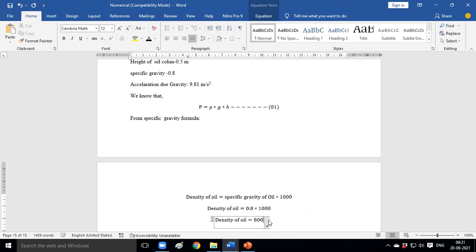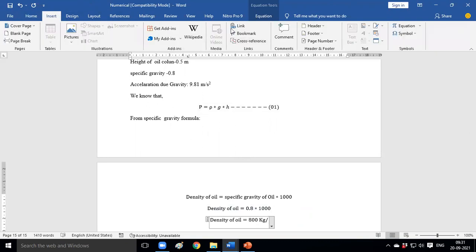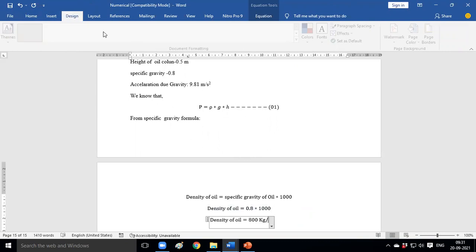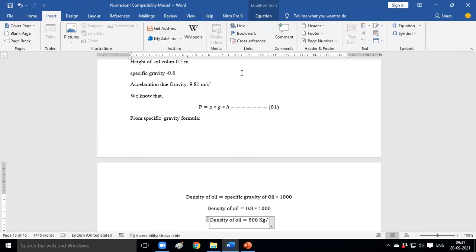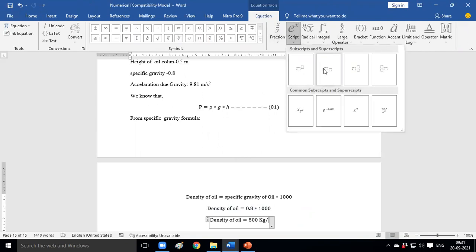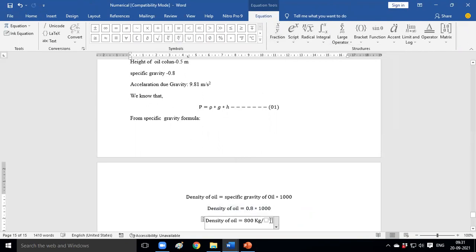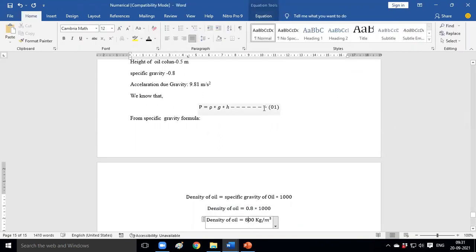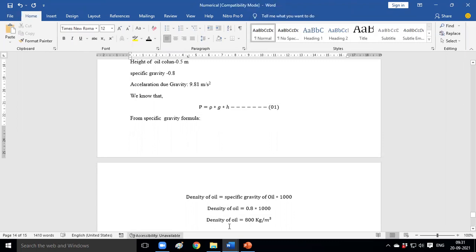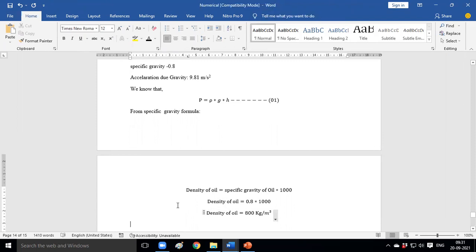800. And the unit is? Kilogram per meter cube or kilogram per meter square? Meter cube, correct. Kg per meter cube. So this is the density of oil. Now from equation number 1, just put the values.